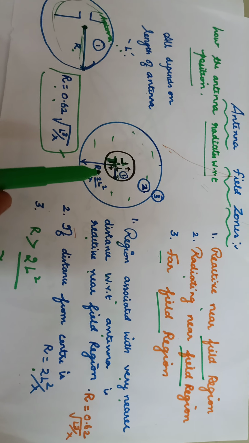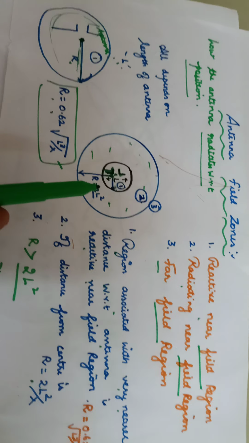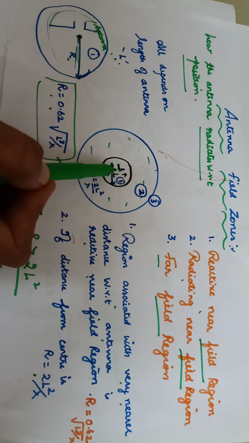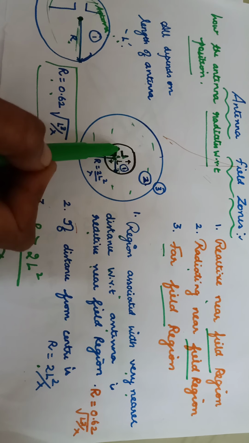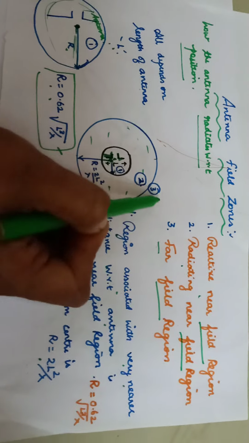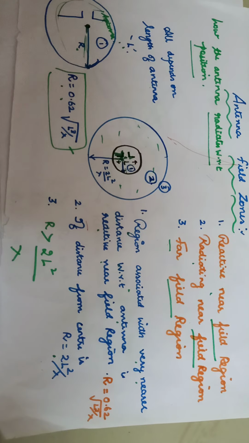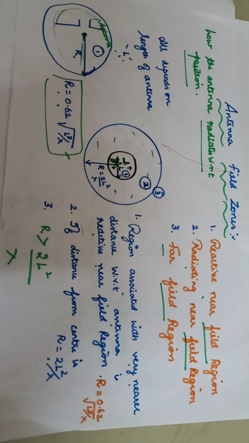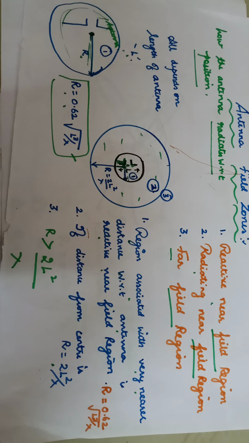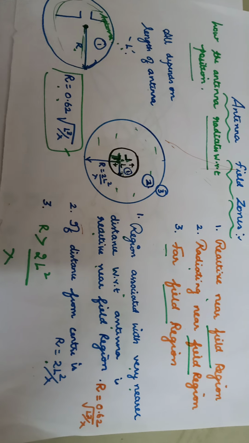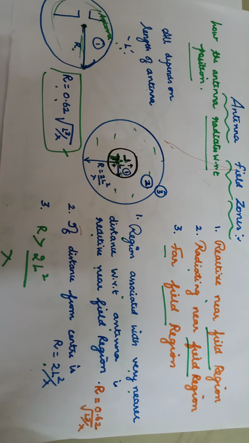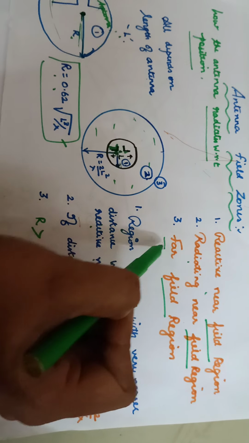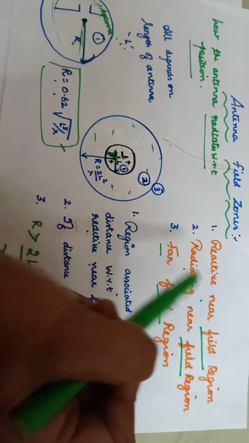Antenna field zones means what? We are going to check how the antenna radiates with respect to position. We will check what the radiation pattern is for this region, likewise for the second region, then for the third region. So we will understand the radiation pattern for these three regions. I'll repeat: what we are learning here is antenna field zones. There are three different field regions: reactive, radiating near field, and far field region. So near field and far field.